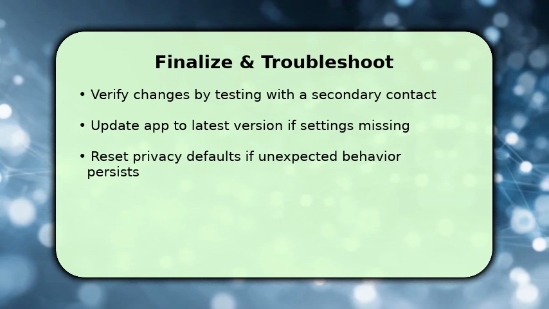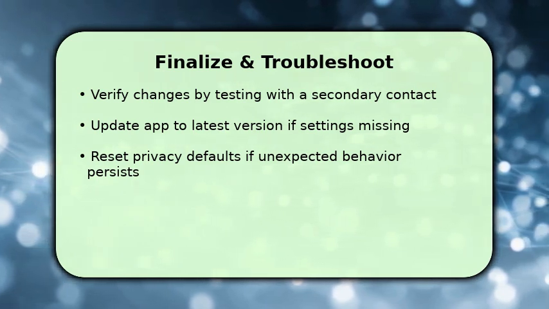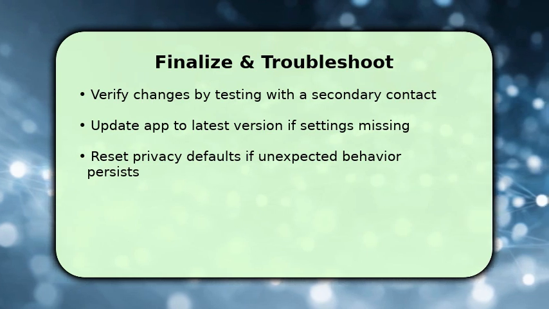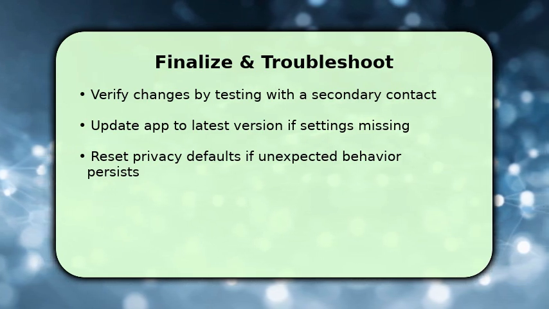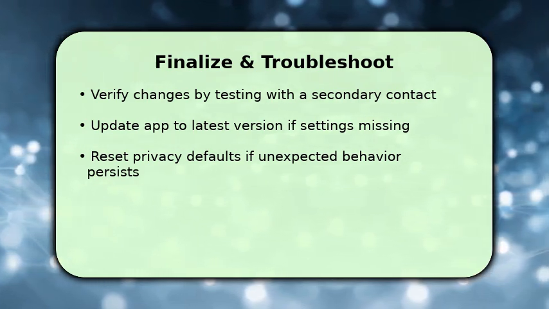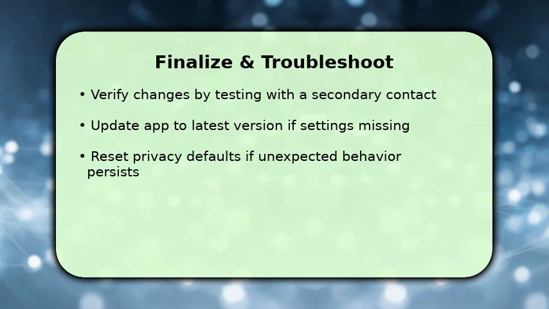If problems persist, go to Settings and reset privacy defaults, then reapply your selections. One key troubleshooting tip: clear cache or reinstall only after backing up chats. This often resolves setting glitches without losing data.